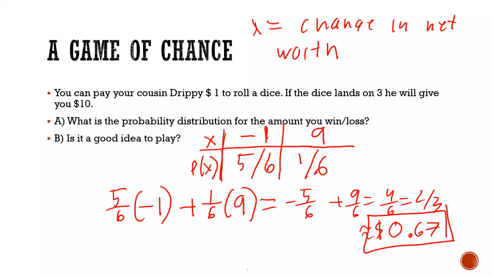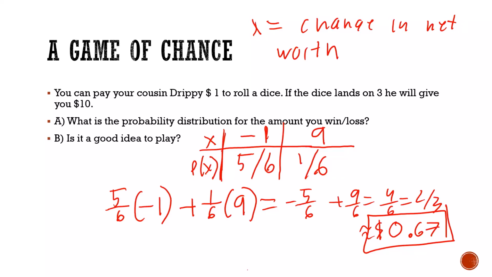So that's a good game to play then, because this number is positive. If it were negative, this would be a game that you would not want to play. If this were 0, you could say it's just your risk appetite. Do I enjoy gambling or do I just want to sit home and watch TV? So that's what this is.